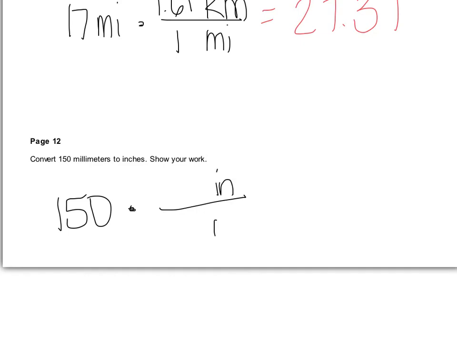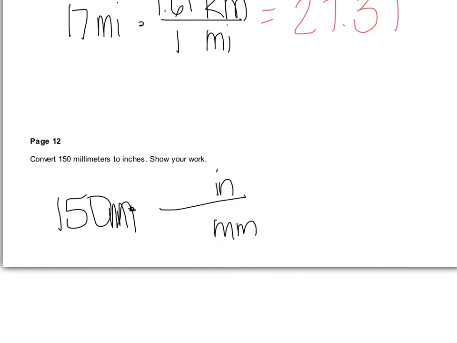I'm converting from millimeters, so that goes on bottom. And the conversion you're given for inches and millimeters is that 1 inch is equal to 2.54 centimeters. Now that's a problem because we don't have centimeters. So we don't actually have a conversion from inches to millimeters. So we've got to first take our millimeters and convert it into centimeters.